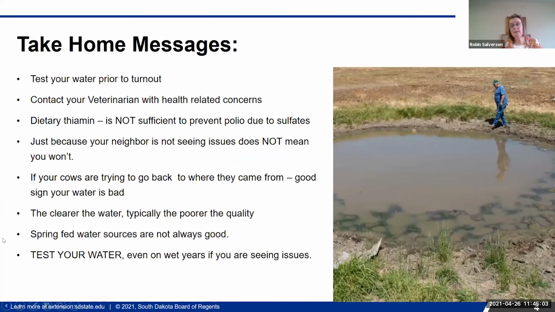So just some take-home messages. Again, test your water prior to turnout. I think that's a very good policy, whether we're in a year like we are now, where it is drouthy and we already know there's poor quality water, or even on years that are good. My first experience of going and testing water was about 19.5 years ago already. And I went with a gentleman that had his own meter. So that's another option for you guys, is you can actually get your own meter. It's only about $60.